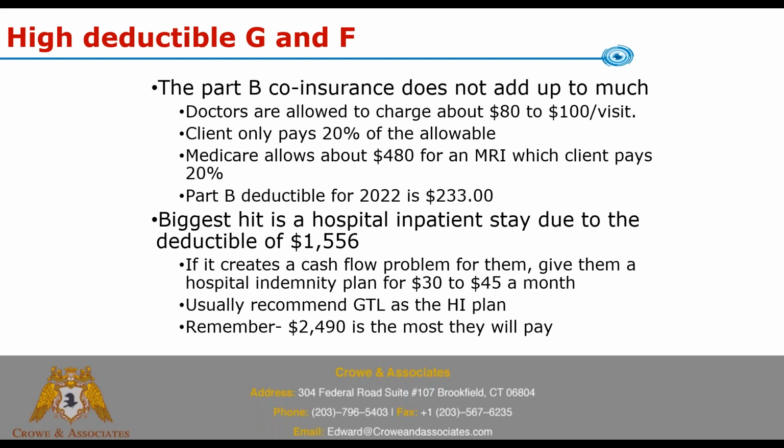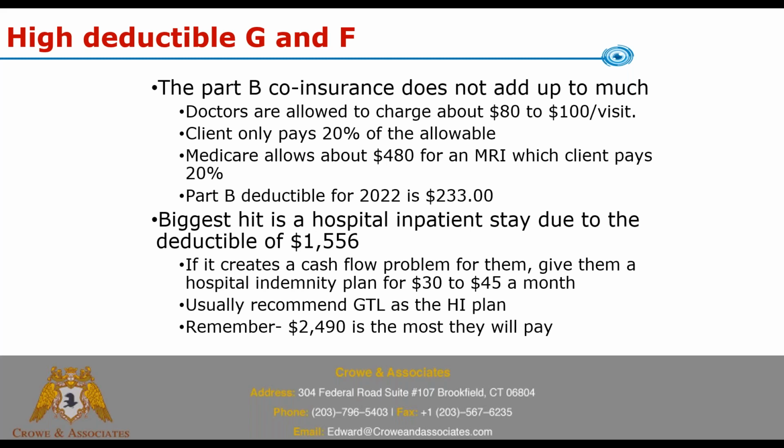Put this to another example, and this number is probably a little low, but MRIs, depending on the type of MRI and the degree of it, that might be billed at $2,000. Medicare only allows about $480 for that, $480 to $520, depending. And the client only pays 20% of what's allowed. So it really doesn't add up to a lot when you're talking about out-of-pocket on a high deductible G or F plan. Again, I already wrote this, but the Part B deductible for 2022 is $233.